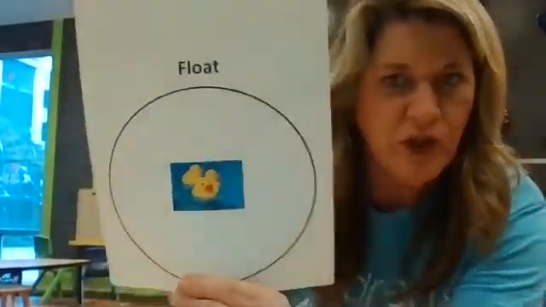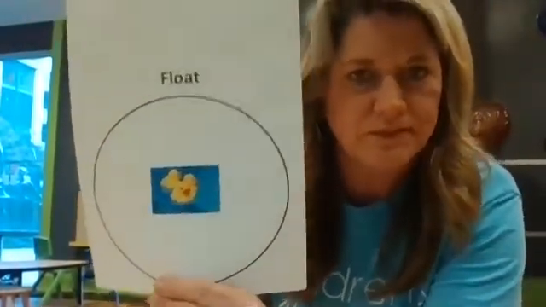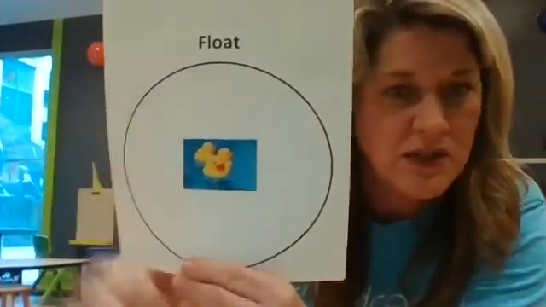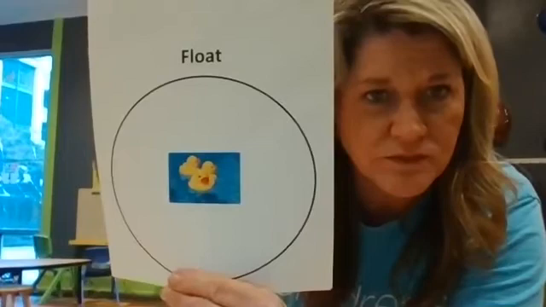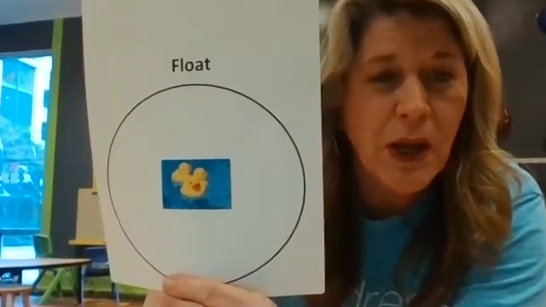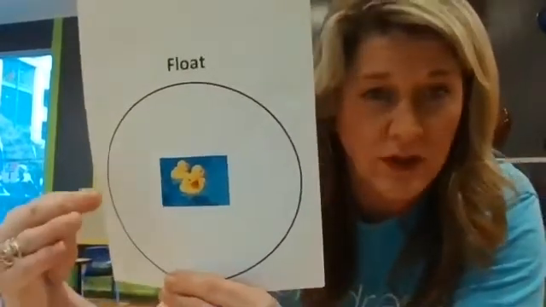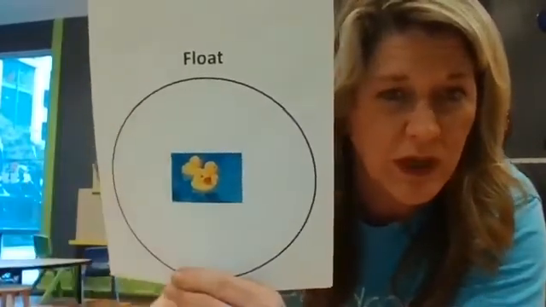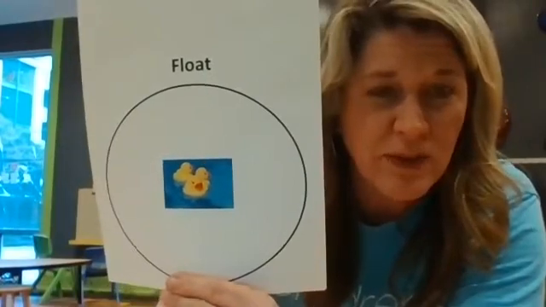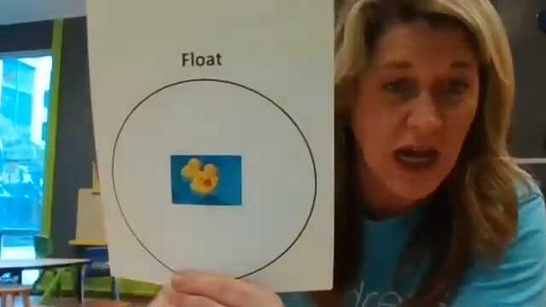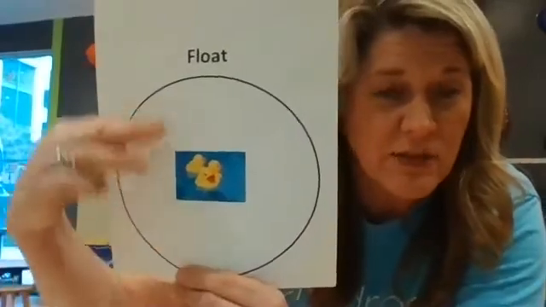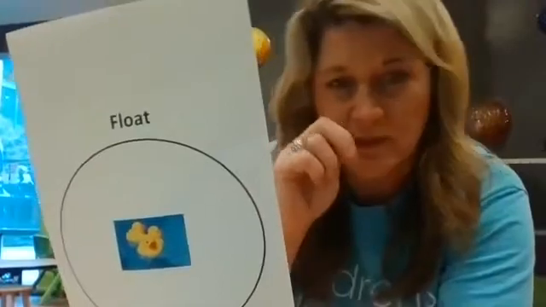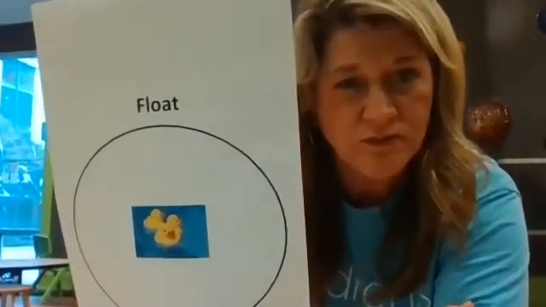Okay, float, that's the one with the rubber duckies. If you look at my picture, you'll see the rubber duckies are kind of sitting on top of the water, right? It means they're less dense than the water. They're lighter than the water, so they're sitting on top. Think about if you've had toys in the bathtub, maybe some of them sat on top. If that's happening, that item is floating. So think of things that will float. Can you think of a few?